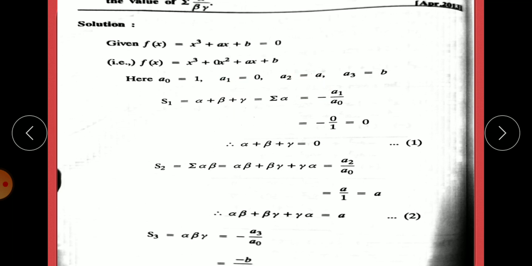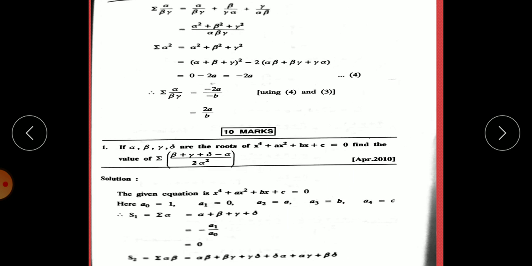Now as usual, s1 is the sum of the roots. So alpha plus beta plus gamma, since it's a cubic polynomial, we have only 3 roots. So summation alpha, or sigma alpha, is minus a1 by a0, so minus 0 by 1, that is 0. So alpha plus beta plus gamma equal to 0, first equation. Then s2 equals summation alpha beta, that is the product of the roots taken two at a time and their summation. So alpha beta plus beta gamma plus gamma alpha is a2 by a0, that is a by 1, which is equal to a. Second equation. Then s3 equals the product of the roots, that is alpha beta gamma, equals minus a3 by a0, minus b by 1. So alpha beta gamma equal to minus b. This is the third equation.